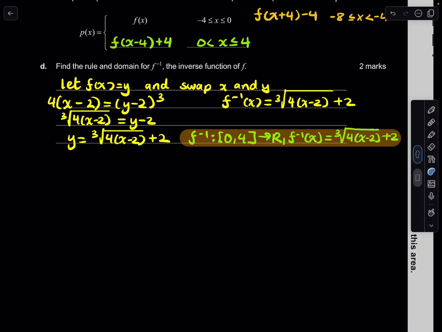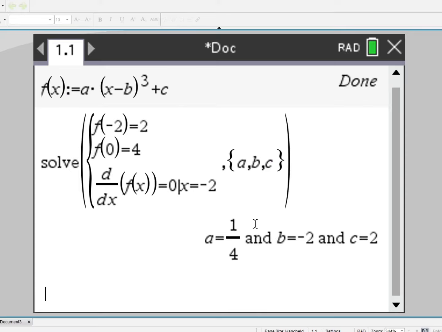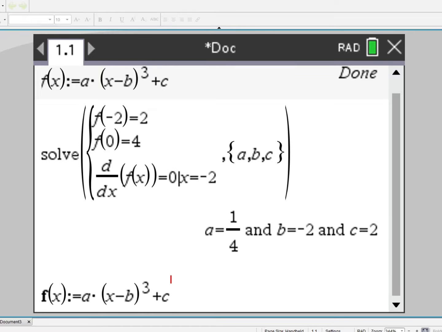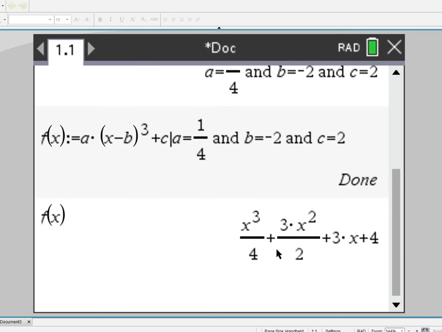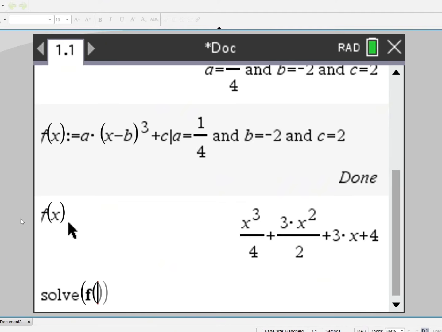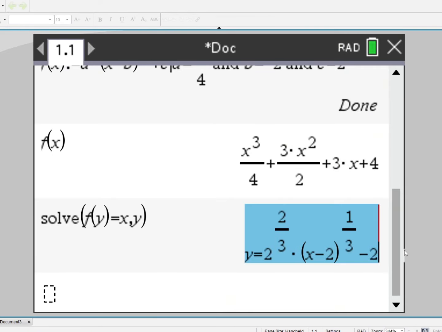Let's do it by CAS. How do you get that inverse function so quickly? This is what you just do. You basically just define f of x. So let's define f of x with this new expression. So f of x is that now. To find the inverse, all you need to say is solve f of y equals x, comma y. We'll press enter. This is your inverse function.